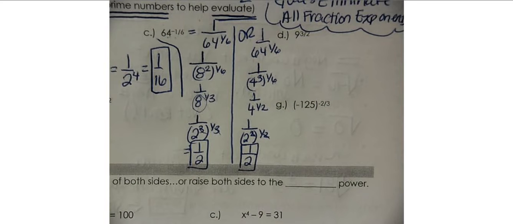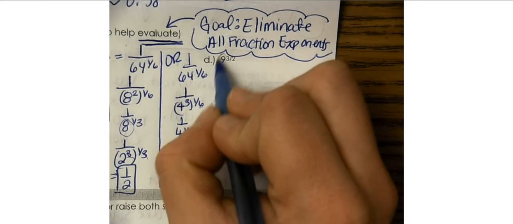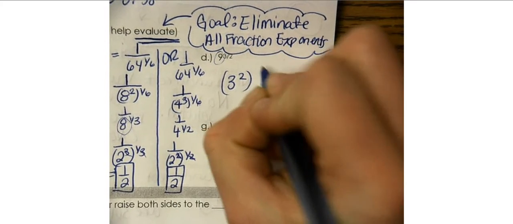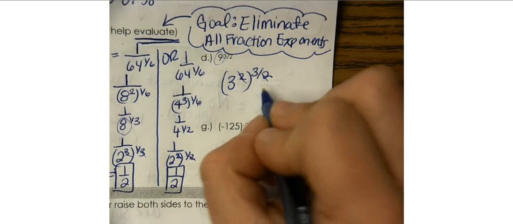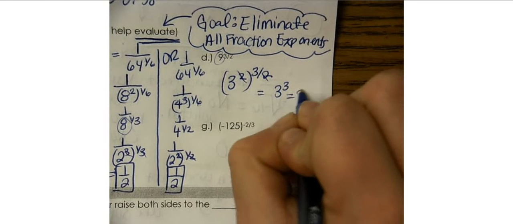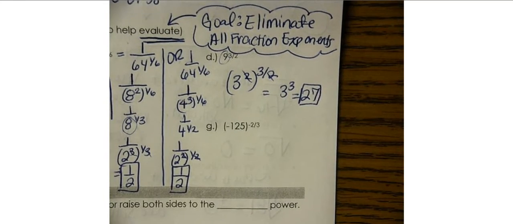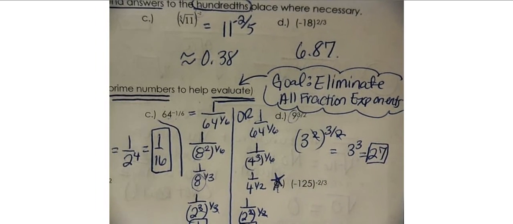Let's go ahead and look at letter D. This one's a little bit nicer. We're talking about the number 9, and we all know that 9 is really 3 squared. So this is 3 squared to the 3/2 power. The 2's eliminate, leaving me with 3 cubed, and 3 cubed is 27. There is your answer. Please go ahead and try letter E, letter F, and letter G on your own by pausing the video. And when you have an answer, please restart the video and we'll see how well you did.